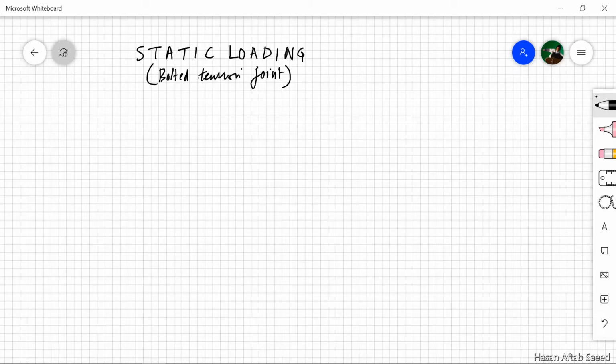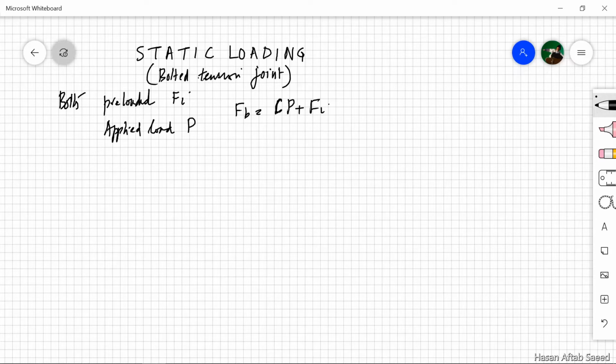We have already seen that bolts are preloaded. That is, even before the application of the applied load, there is a tensile load Fi in the bolt, and then the applied load comes into the picture, and that is P. And we know that the bolt ultimately has this force CP plus Fi, where C is the joint constant, and we know that it's a certain percentage of the applied load P.